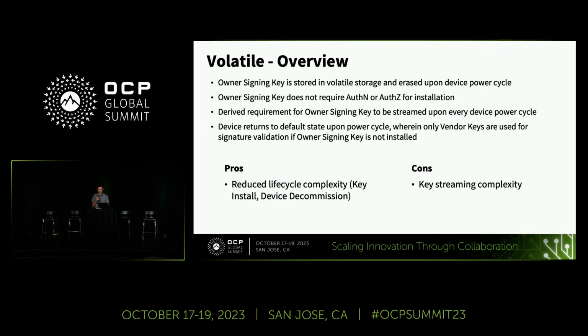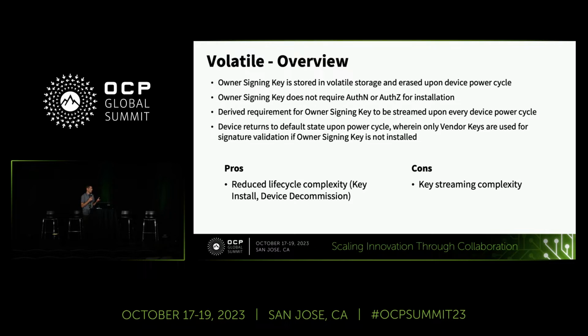So now we'll step through the actual DOT archetypes. The first of those three archetypes, again, we call volatile. In volatile, the owner signing key is stored in volatile storage, which means it is erased upon a device power cycle. That owner signing key does not require either authentication or authorization for the initial installation. However, because the key is stored in volatile storage, there is a derived requirement for that owner signing key to be streamed to the device upon every power cycle.